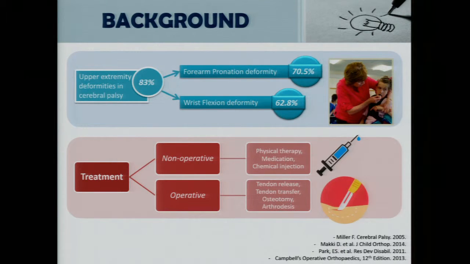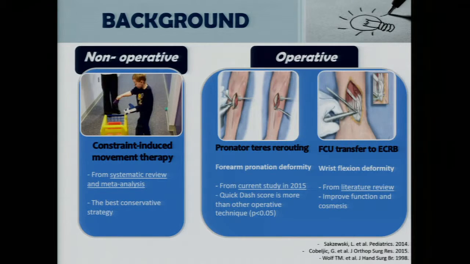Upper extremity deformities can be found in as many as 83% of all cerebral palsy children, of which the common disabilities are forearm pronation and wrist flexion. Several non-operative and operative choices can be provided for the treatment. For non-operative treatment, a systematic review and meta-analysis demonstrated that the best method is constraint-induced therapy, or CIMT. Patients have their dominant side limited and are induced to use their affected hand.